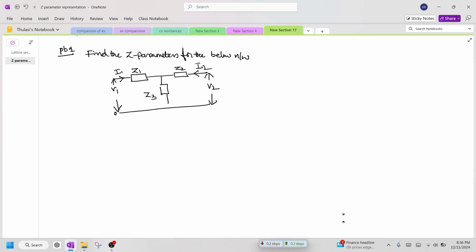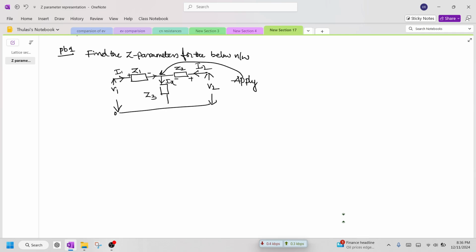So how to find the Z parameters? You see here, V1 is applied and current is entering. This is the positive terminal, this is the negative terminal. The current I1 flows here, and from this branch the current is entering. This is positive, this is negative. The current in this branch I am going to label as Ix.